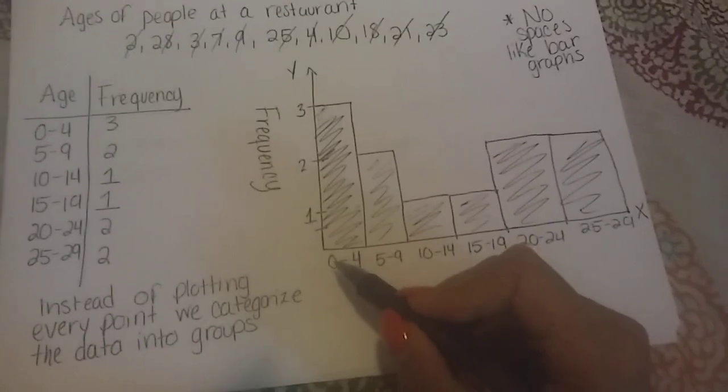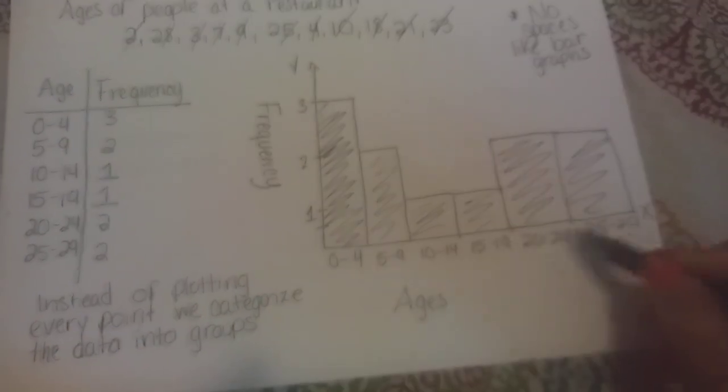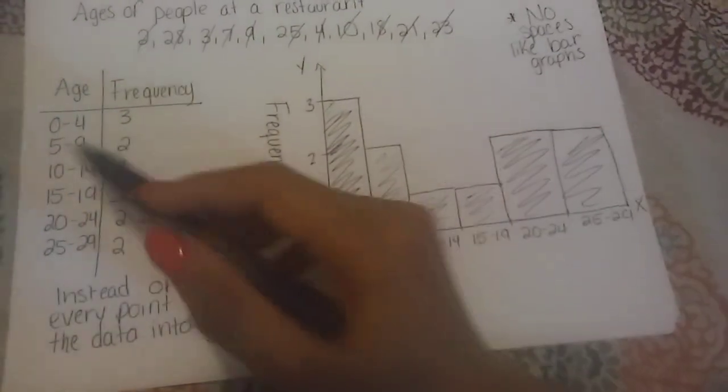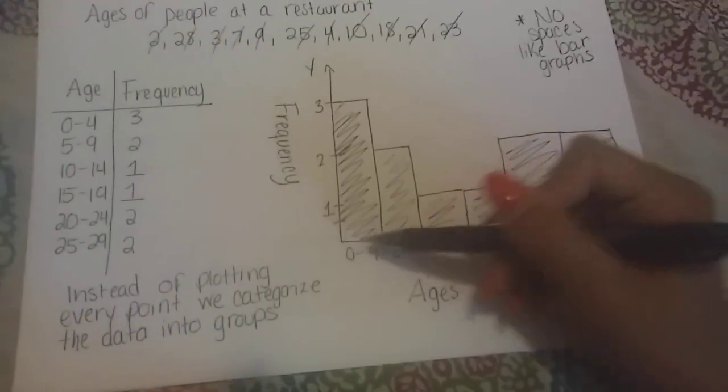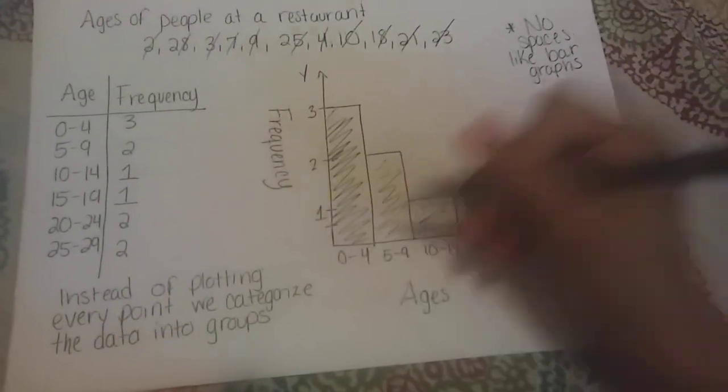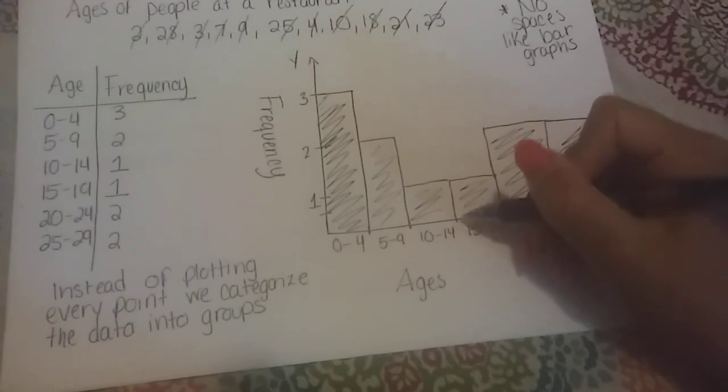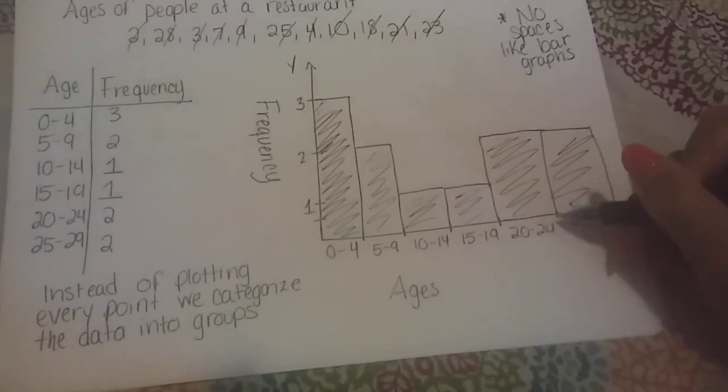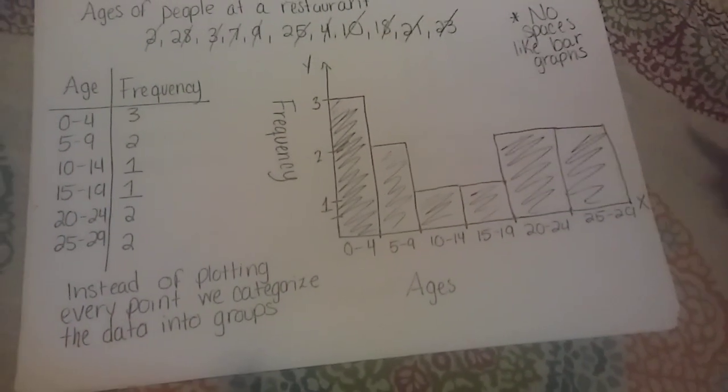So you're going to go ahead and write your groups on your x-axis, but make sure you keep it the same way you had it here. So we're going to do 0 to 4, and go ahead and put a little line so you know where you're drawing it. 5 to 9, 10 to 14, 15 to 19, 20 to 24, 25 to 29.